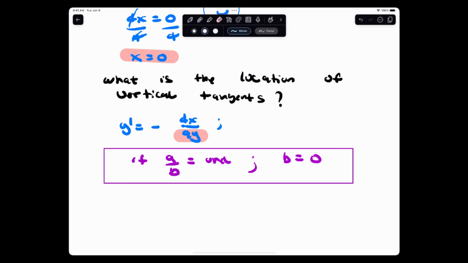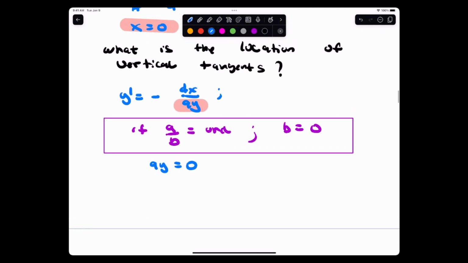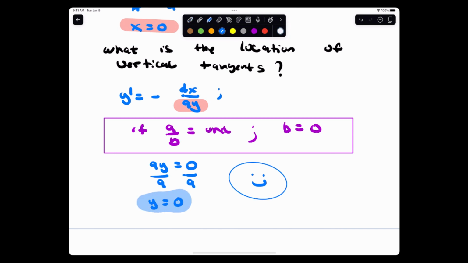Okay? So what you get to do now is set 9y equal to 0. And then, what's the good news again? You get to use some pre-algebra again. So how do you guys solve for y? Divide 9 from both sides, and y equals 0. Okay, that's a y value, ladies and gentlemen. It's not a point, but that's a y value where you have a vertical tangent. It happens where y is 0.